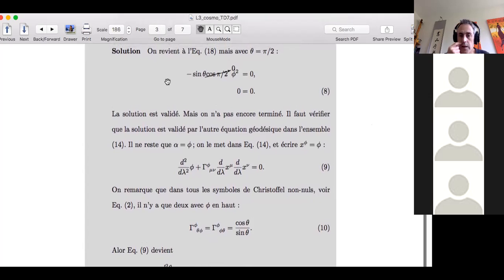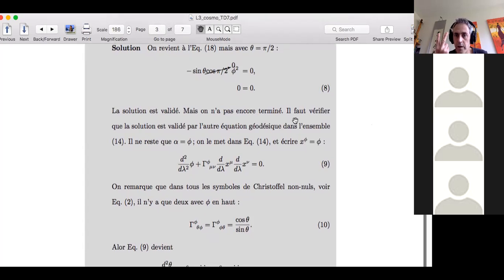Okay, I'd like to help you along here. Of course we go back to this equation and we set theta equal to pi over 2, and then cosine is 0, and that equation is valid. But we're not done yet, because we're in a two-dimensional space and we have two geodesic equations. The alpha, remember, could take on the values theta and phi.